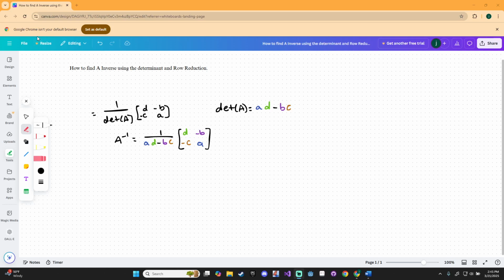Hello! Today we'll be figuring out how to find the inverse of a matrix using the determinant and row reduction. So first, what is an inverse matrix? An inverse matrix is basically a matrix that you multiply by your original matrix that will result in I, your identity matrix. So for 2 by 2, that looks like this.